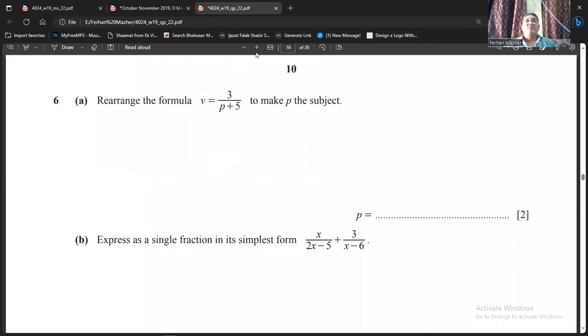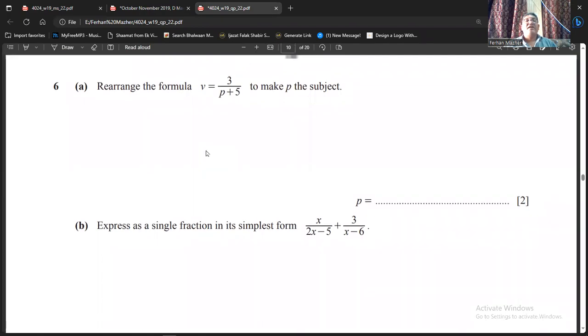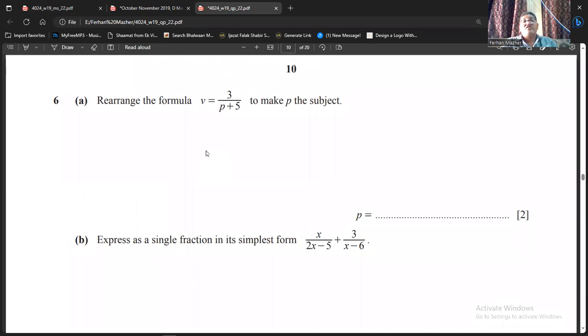Okay, so relatively easy question. The question is: rearrange the formula V equals 3 divided by (P plus 5) to make P the subject. If we want to make P the subject, you have to rearrange it in such a way that P is alone on one side. Very simple.